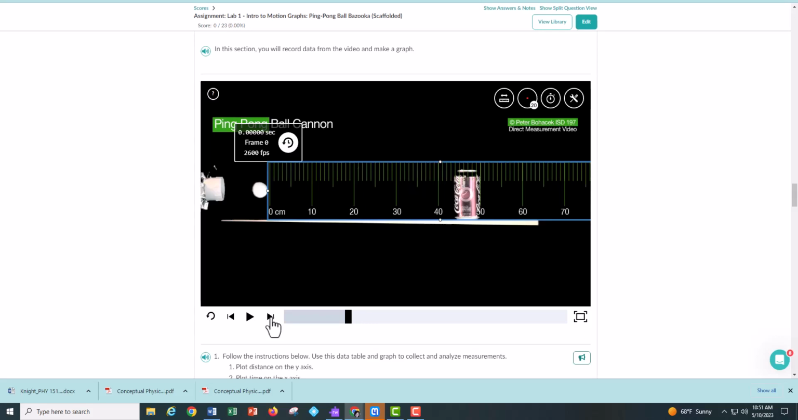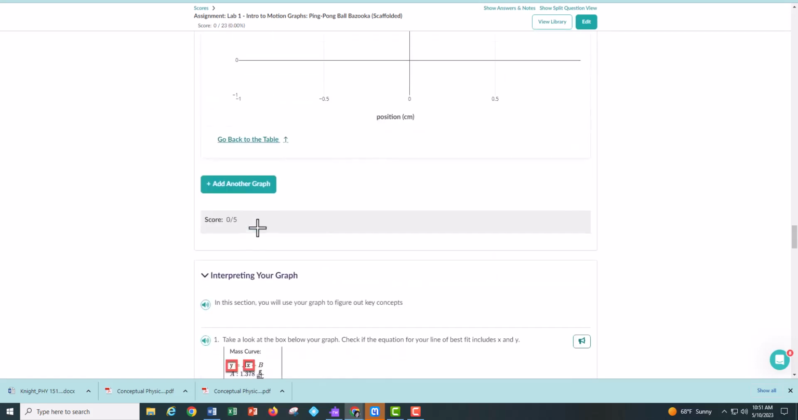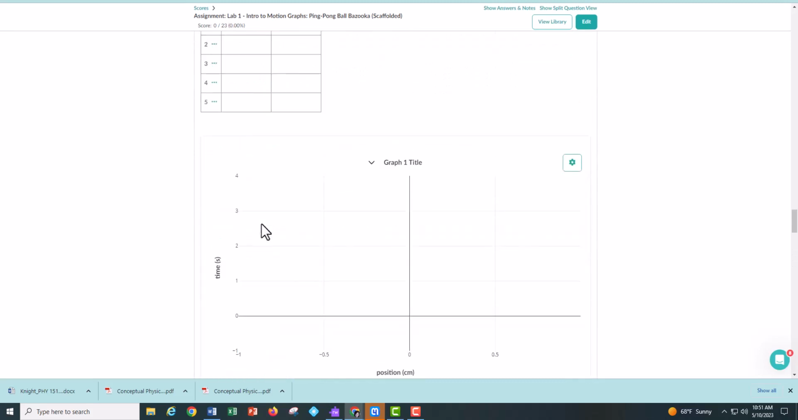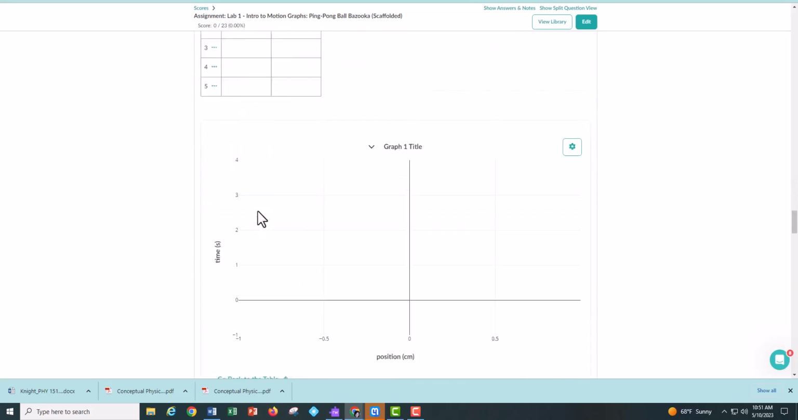And then I am just going to advance it. And every time it advances, I'm going to write in a table the position in centimeters and the time in seconds. And as I do that, I'm going to end up with a graph that looks something like this. So let me find that for you.